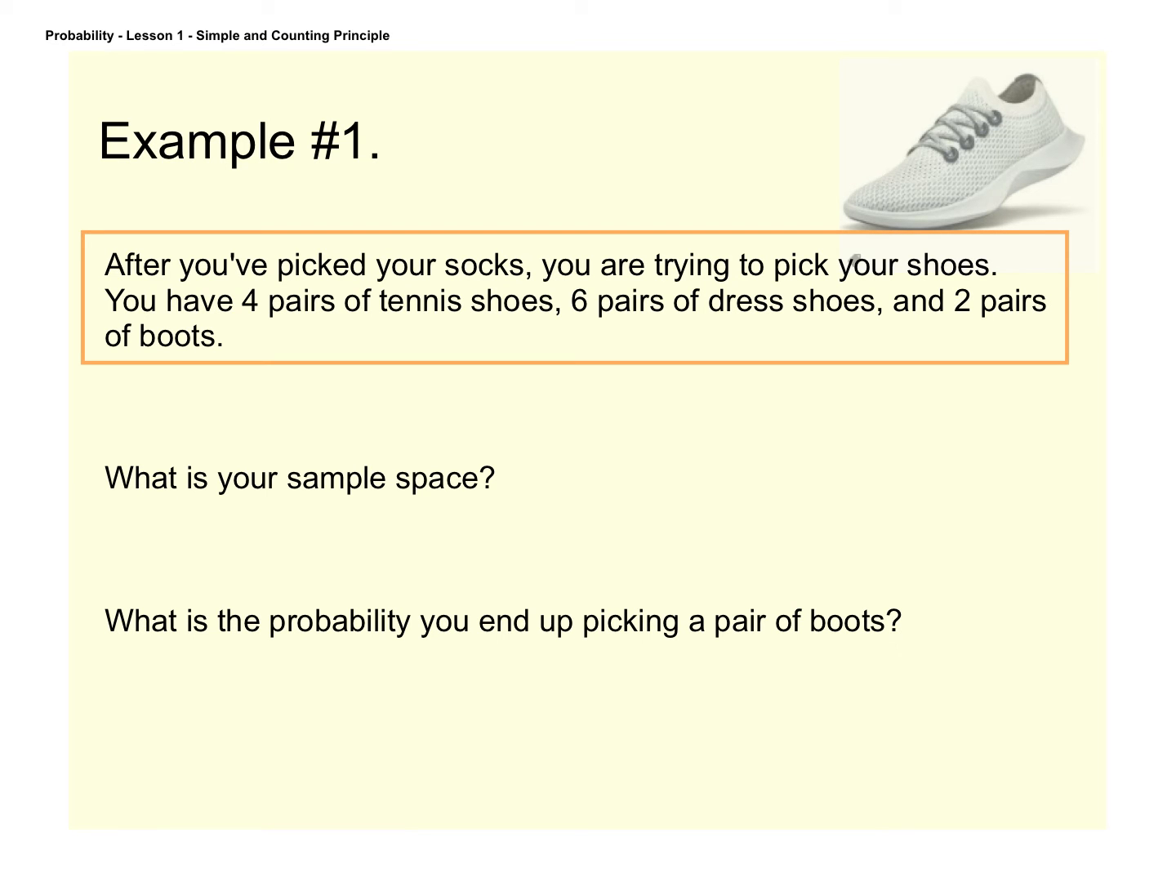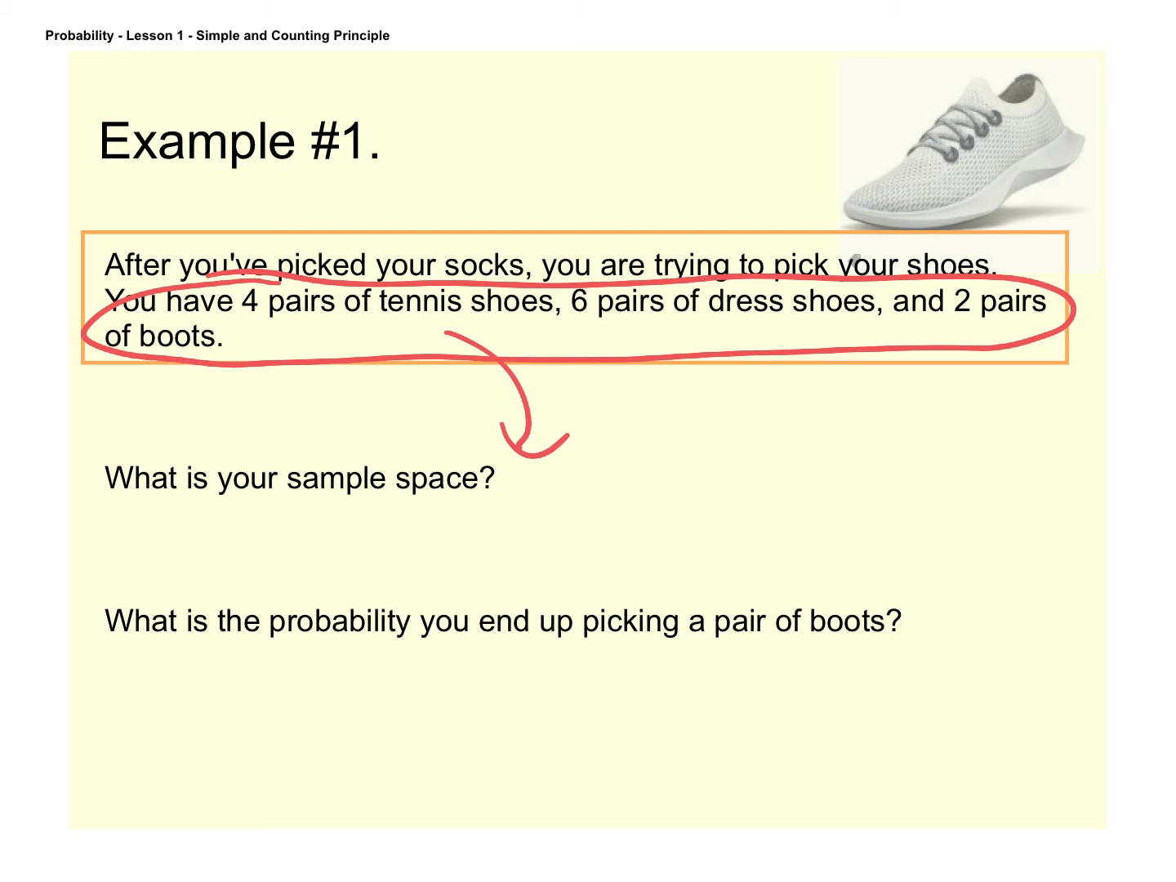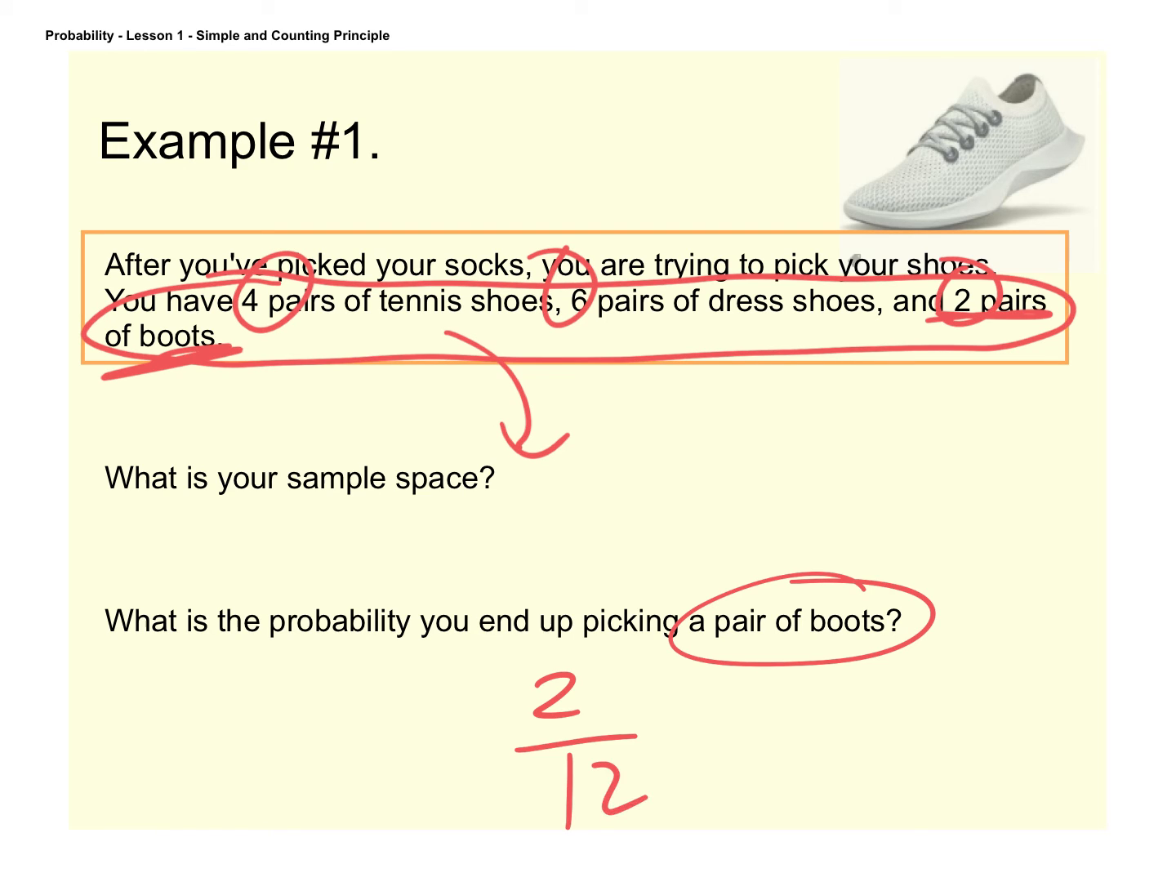All right. So, for instance, on this one, my sample space is a list of all the things that could happen, and that's a list right there. Just bring that down here. What's the probability you end up picking a pair of boots? What I want is boots. How many boots were there? There were 2 pairs of boots. So 2 out of how many different things were there? 4 and 6 makes 10, plus 2 is 12. 12 things could happen. 2 out of 12 simplifies to 1 out of 6, which we already said is 0.16. There we go.